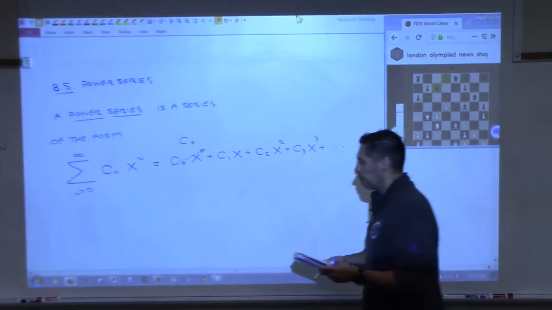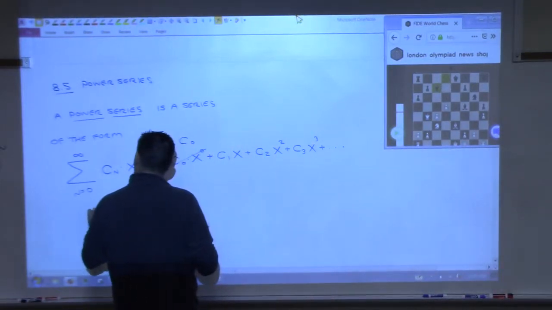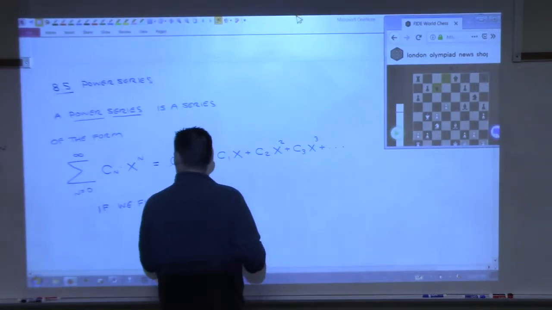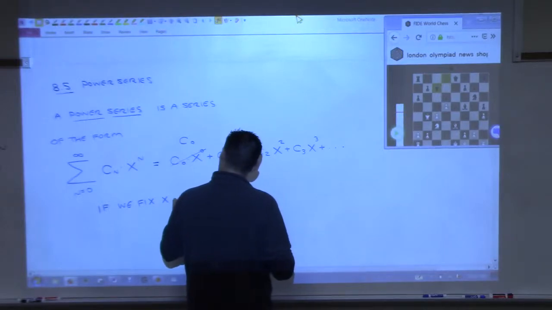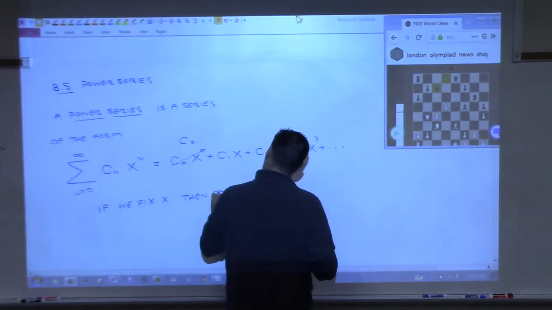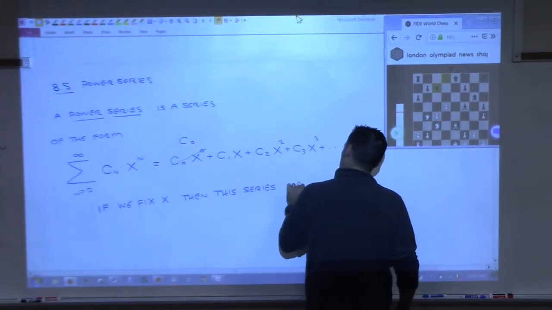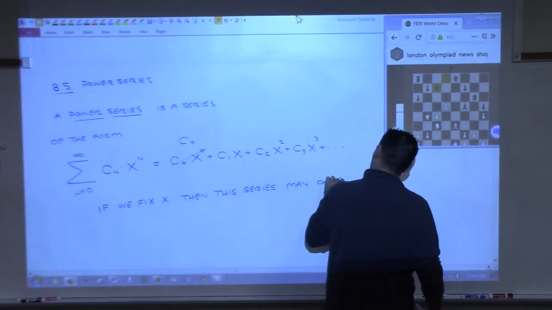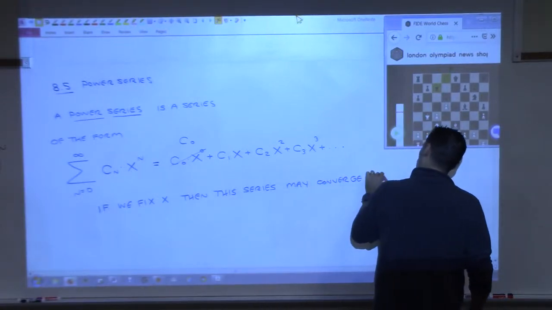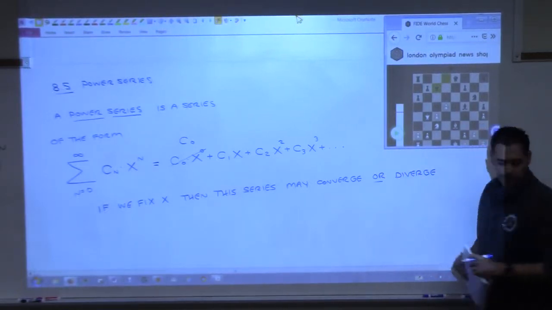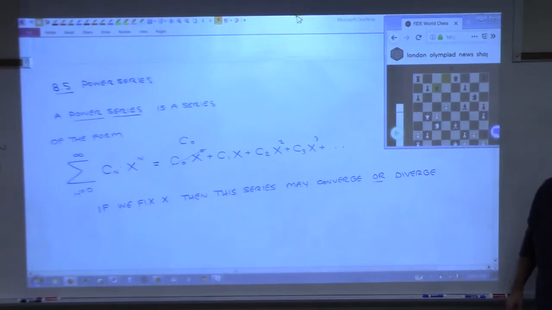Okay, now, if we fix an x, then this series may converge or diverge. When you say fix x, do you mean like make it specifically one? Yeah, that's what I was going to ask you. What do I mean by this?